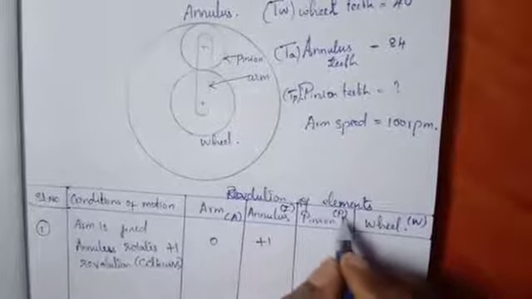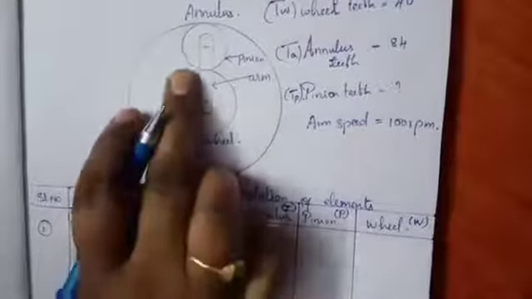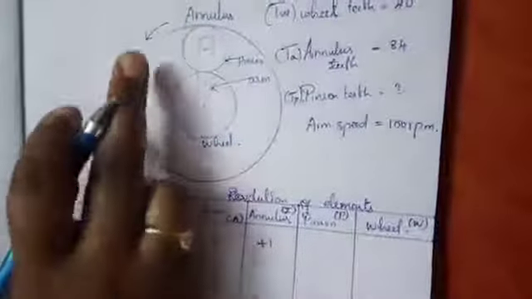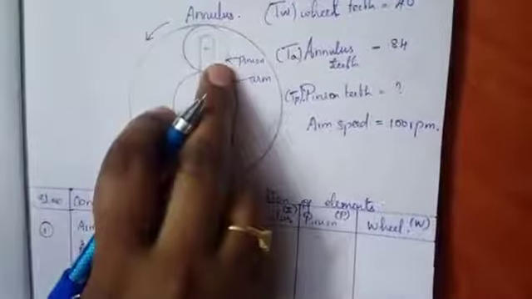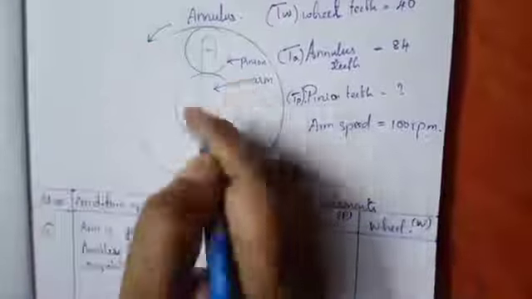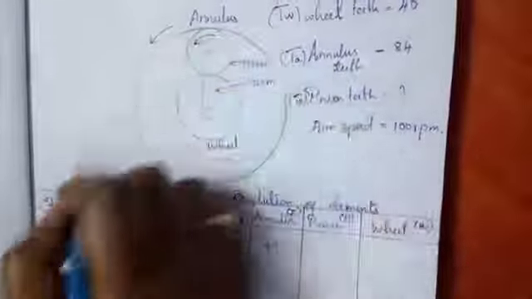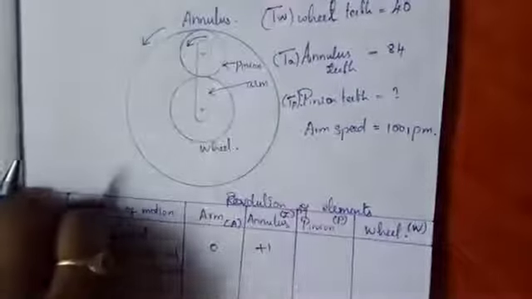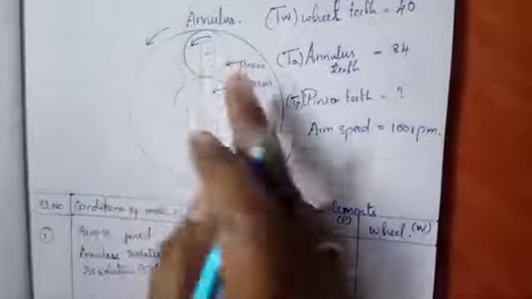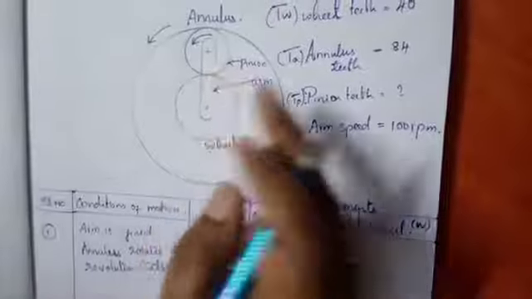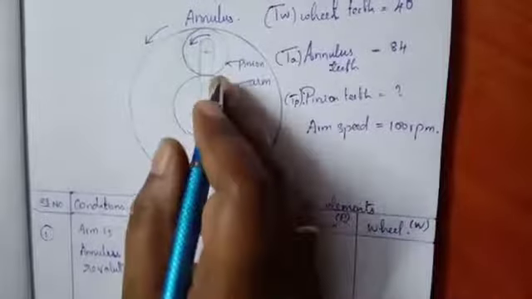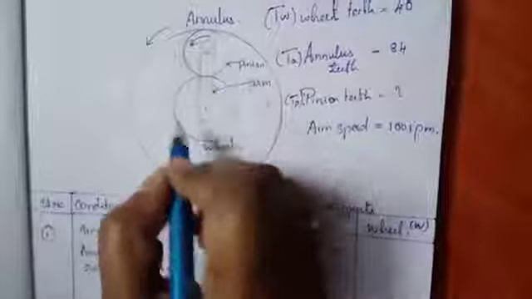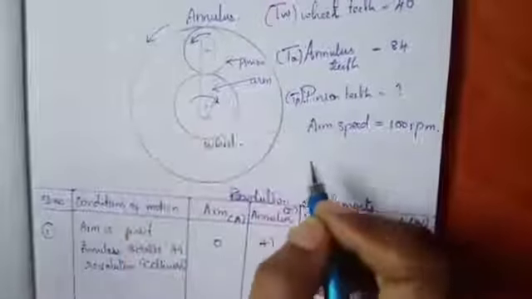For the pinion, I have taken the symbol P. Now you come to this diagram. The annulus moves in the anti-clockwise direction. This is your internal gear and the pinion is an external gear. If an internal and an external gear mesh, they move in the same direction. So the annulus moves anti-clockwise, so the pinion also moves anti-clockwise. Now come to the next one. The pinion is meshed with the wheel, external gearing. In external gearing, one gear moves in one direction and the other gear moves in the opposite direction. So the pinion moves anti-clockwise, so the wheel moves clockwise.